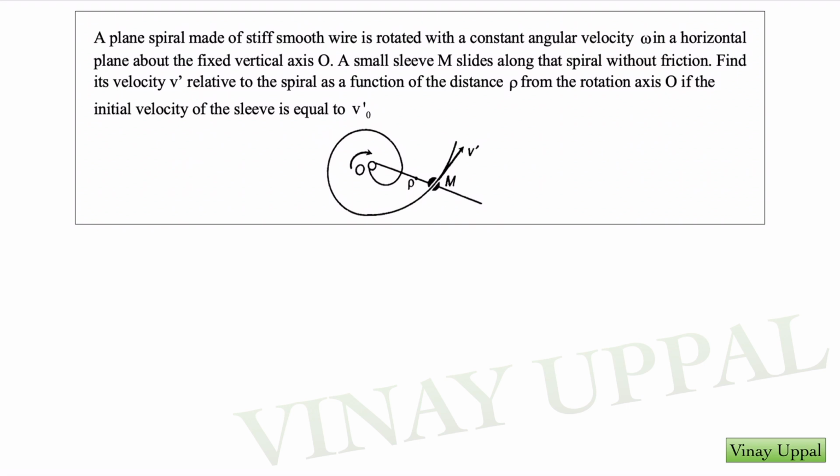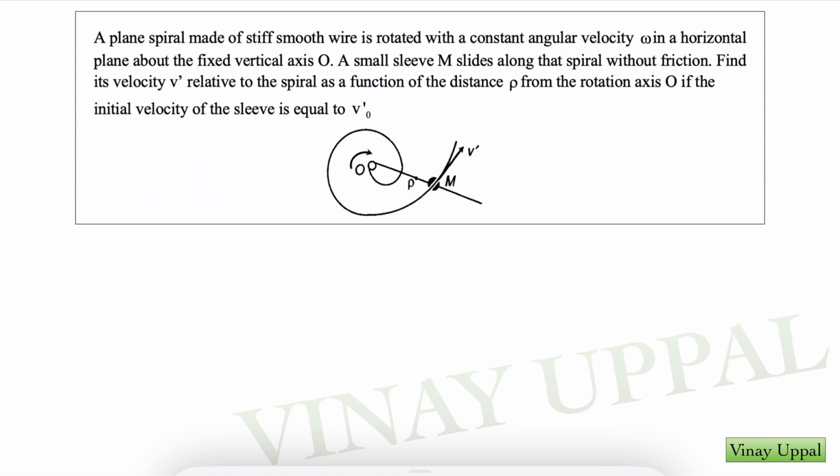So initially the sleeve was at point O, and then as the spiral rotates, it will experience a centrifugal force and it will keep traveling along the spiral. So if you want, you can give it a try. Think in terms of energy conservation, where you include the potential energy of the centrifugal force. Then you can take a look at my solution.